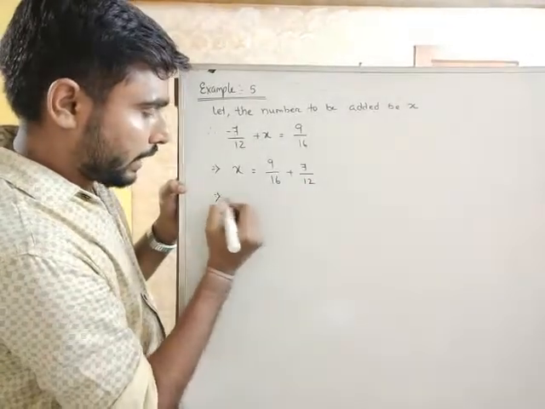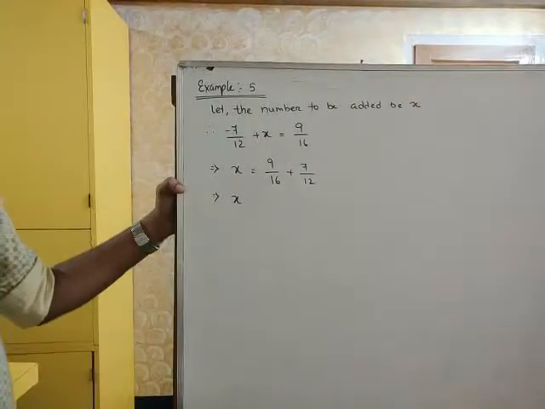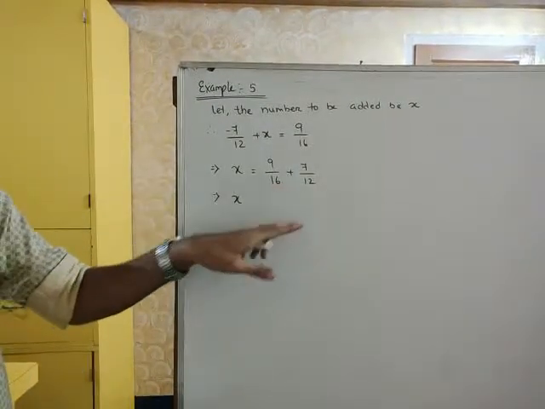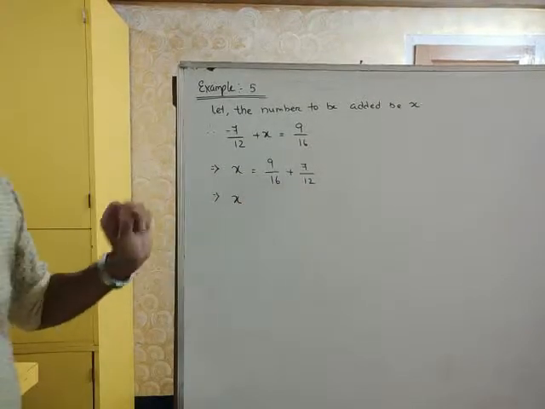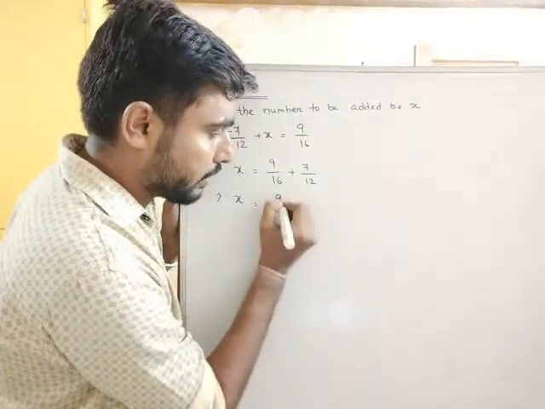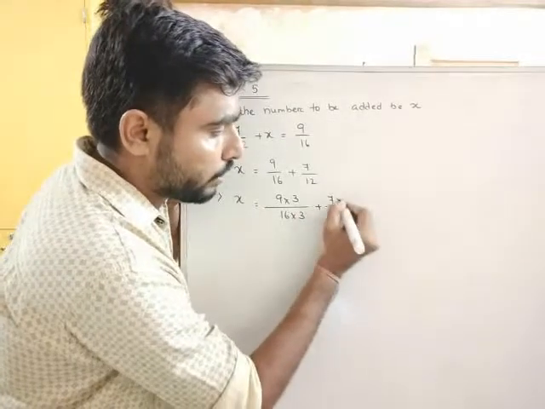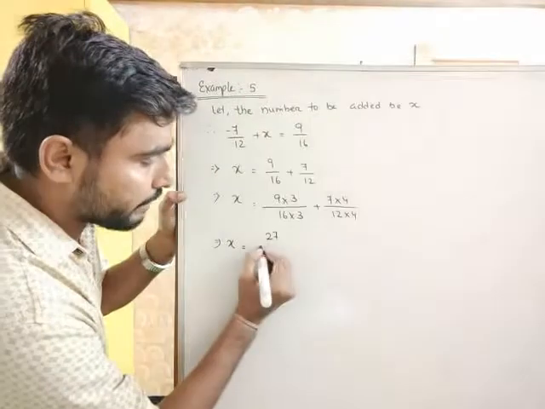Now LCM of 12 and 16 will be what? 12 into 2 is 24, 16 into 2 is 32, 12 or table of 32 is not there. 16 into 3 is 48, 12 into 4 is 48. So LCM will be 48 only. 16 into 3, 9 into 3, plus 12 into 4, 7 into 4, which implies x is equal to 27.